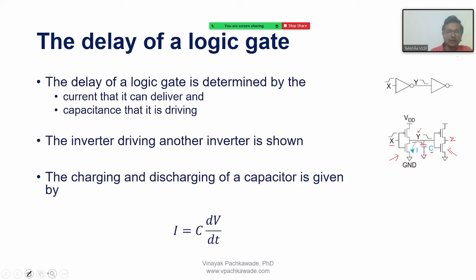Now tell me, if I don't connect a capacitor externally as shown in the color here, where is the capacitance? If I don't have this capacitance here, what can act as a load to the output of the first inverter?